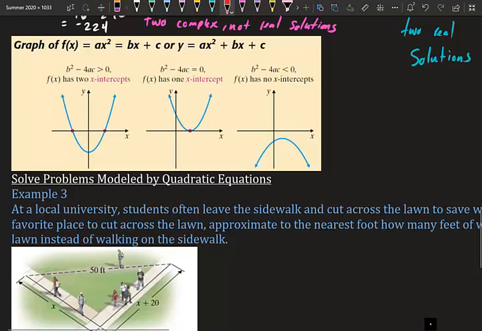So when your discriminant is greater than 0, you have 2 x-intercepts. When it equals 0, you have 1 intercept, and it's actually called the vertex. When it's less than 0, you have no x-intercepts. And then this is how each graph will look like.